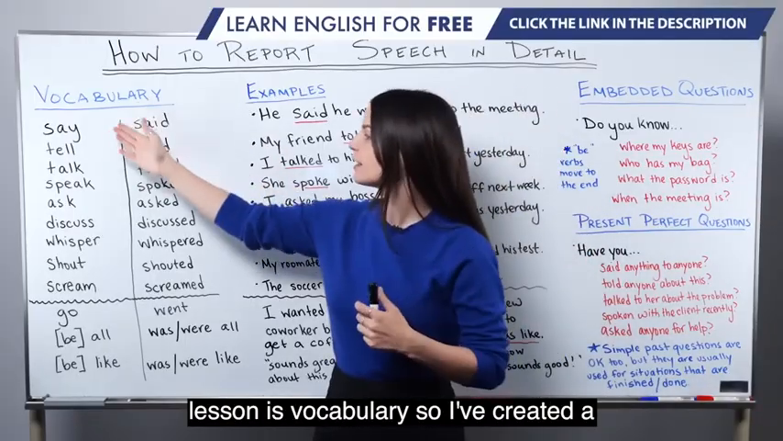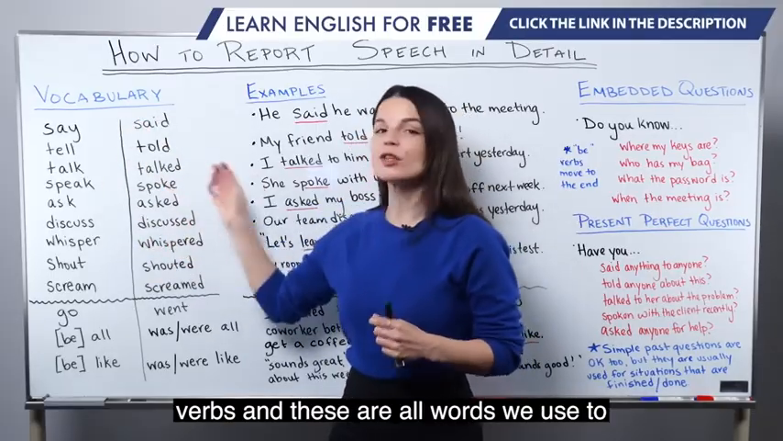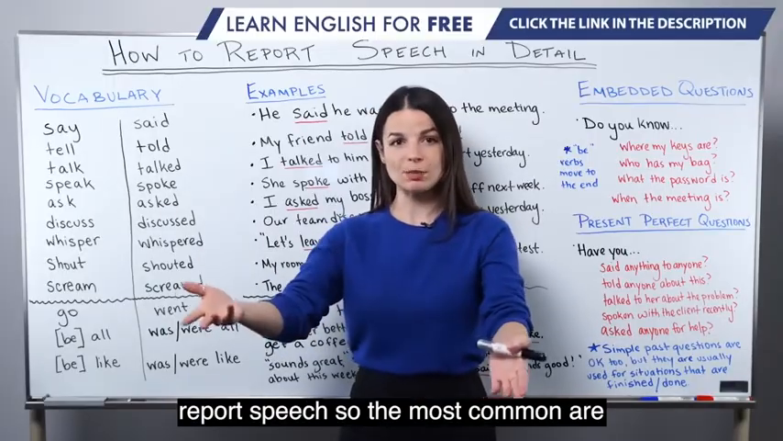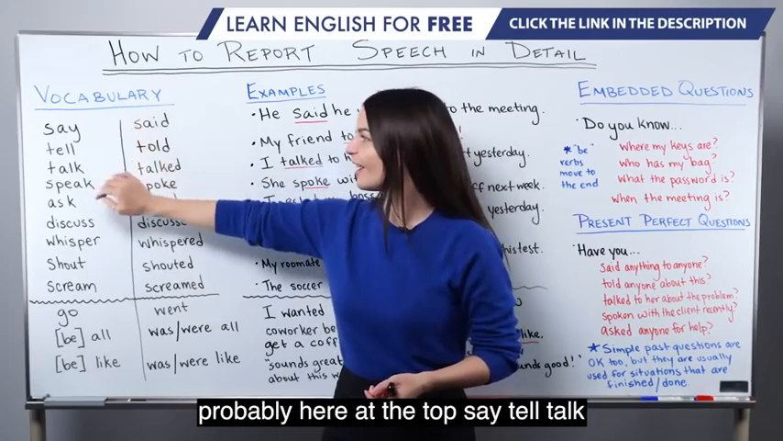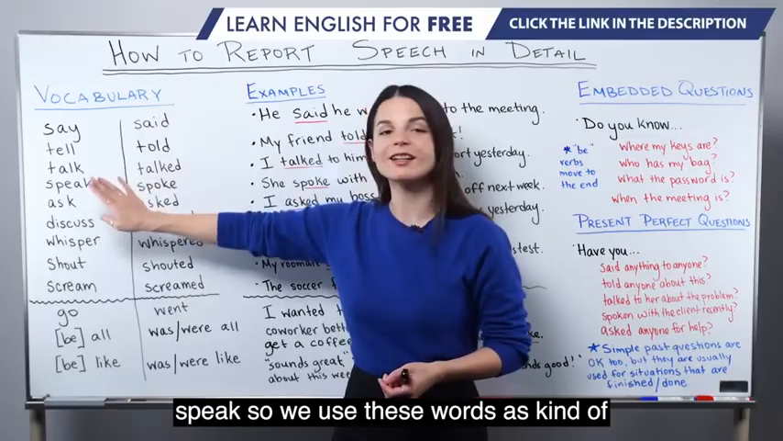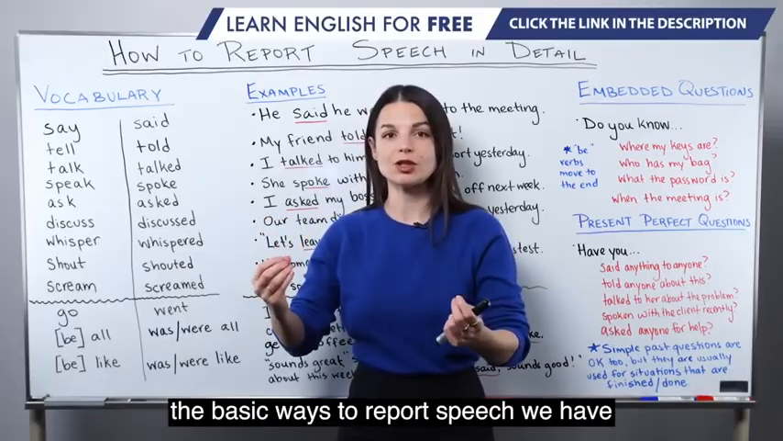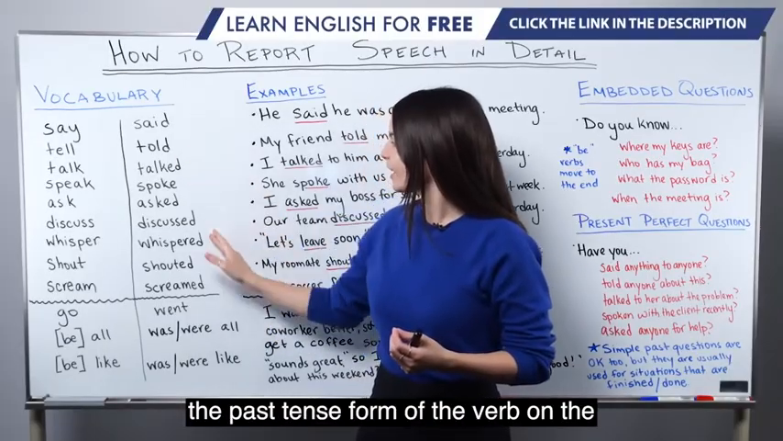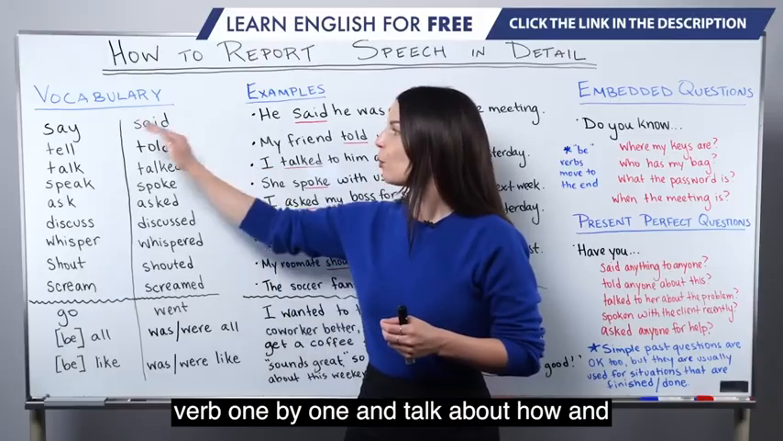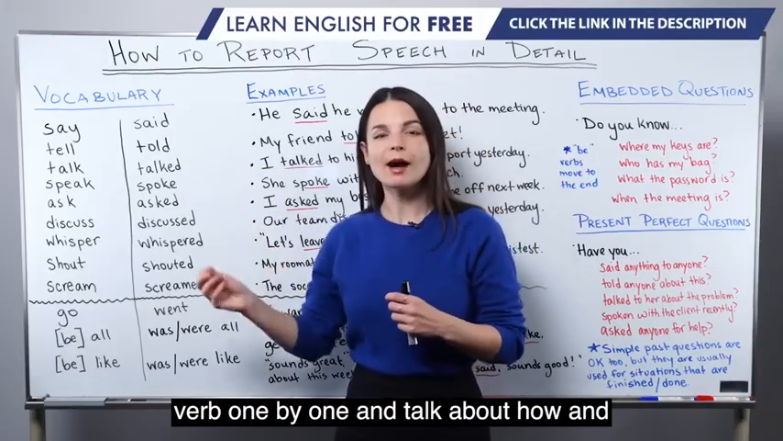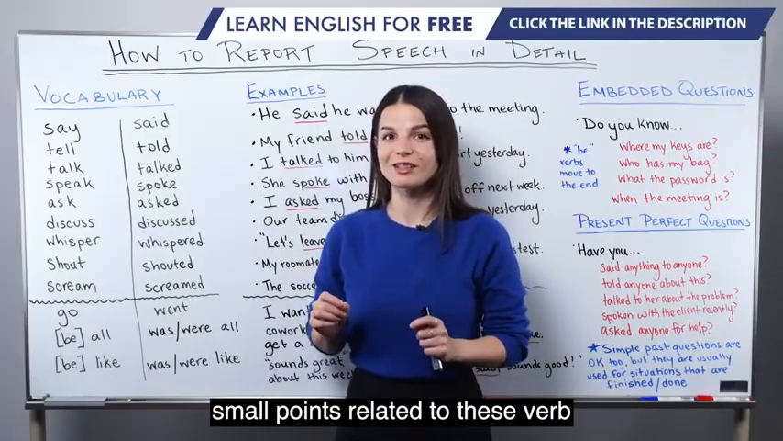I've created a list of vocabulary words. These are all verbs, and these are all words we use to report speech. The most common are probably here at the top: say, tell, talk, speak. We use these words as the basic ways to report speech. We have the past tense form of the verb on the right side. I want to go through each verb one by one and talk about how and why we use it, and talk about some other small points related to these verb choices.